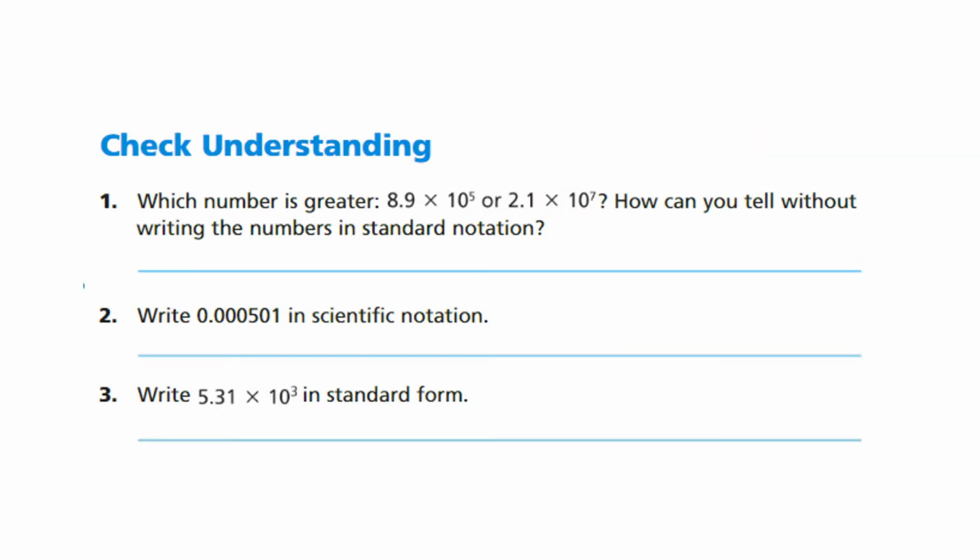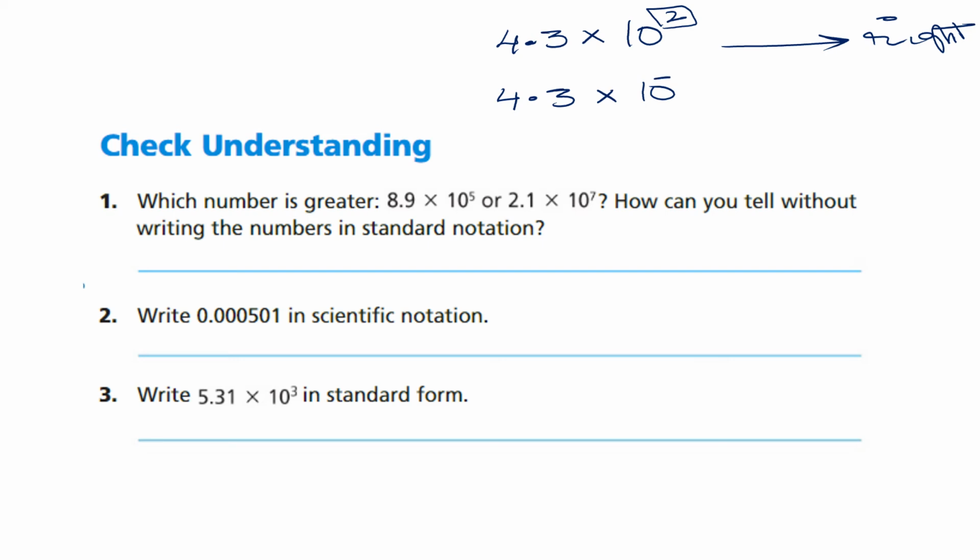Now look at the idea. Suppose a scientific notation is given to me, 10 to the power of 2. Now it is a little bit different. When you have a positive power, you move to the right, and when you have a negative power, you move to the left. Means the idea is opposite.